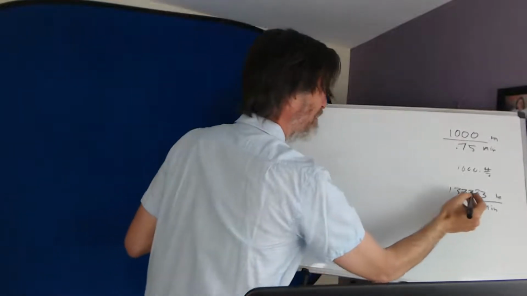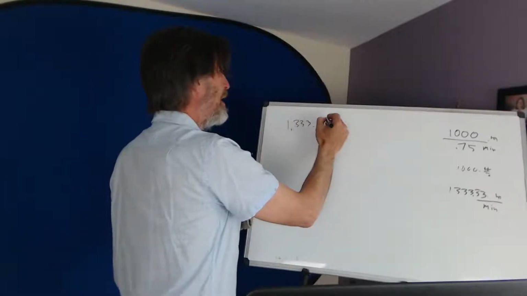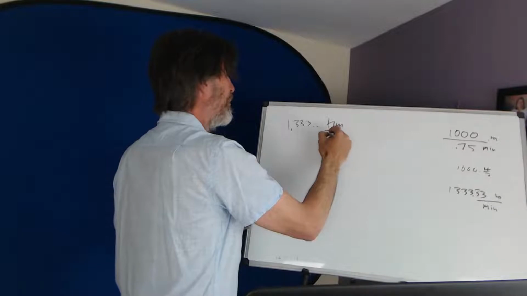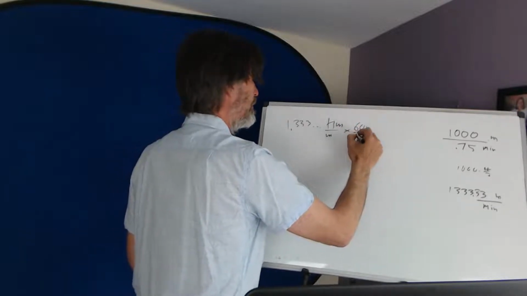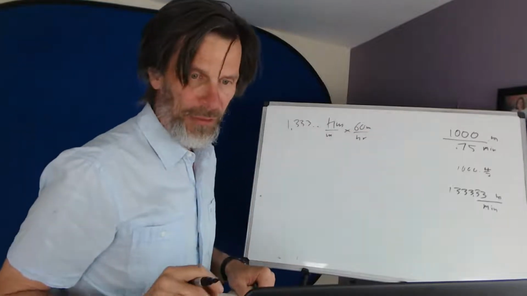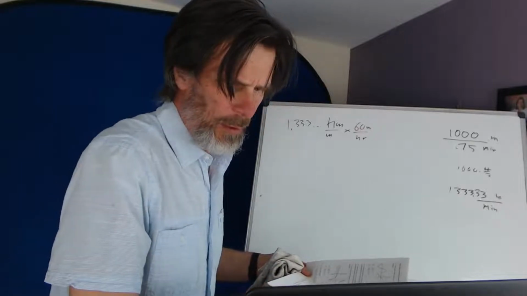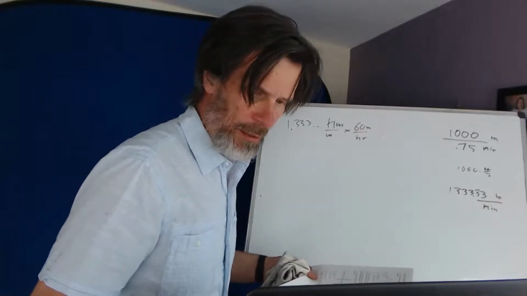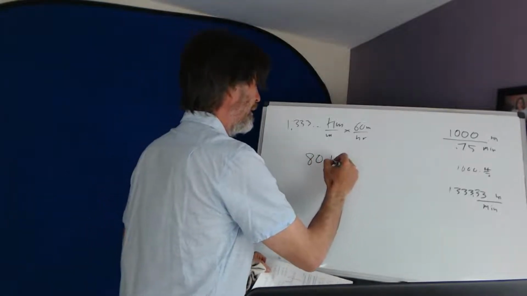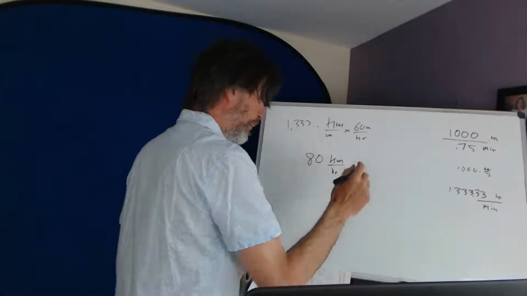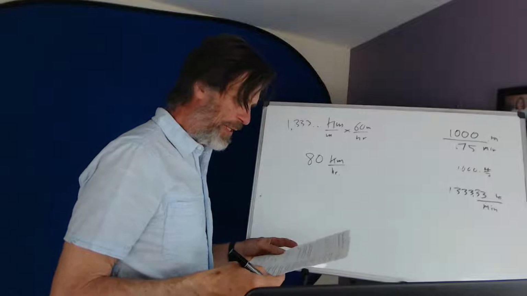So let's see, how many kilometers would that be? That's 1,000, so it'd be 1.333... kilometers per minute. And if I multiply that by 60 minutes in an hour, I think that comes out to be 80, doesn't it? Yep. 80 kilometers per hour. All right, can the average speed of the car in that time period be determined?